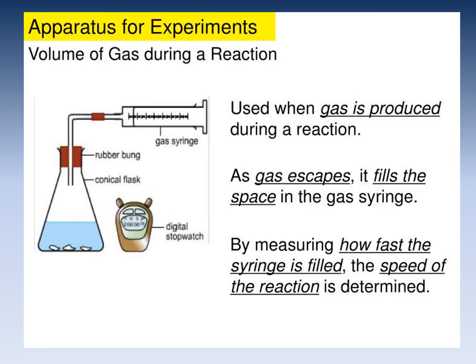Volume of gas during a reaction. The apparatus given below in this diagram is used when gas is produced during a reaction. As gas escapes, it fills the space in the gas syringe. By measuring how fast the syringe is filled, the speed of the reaction is determined.